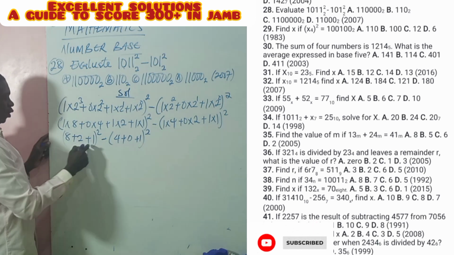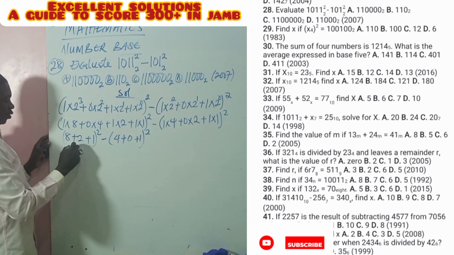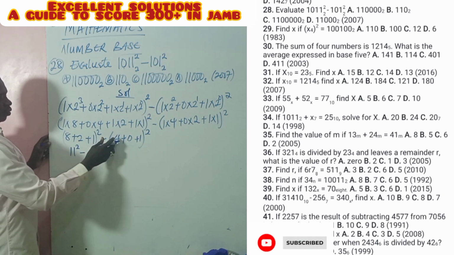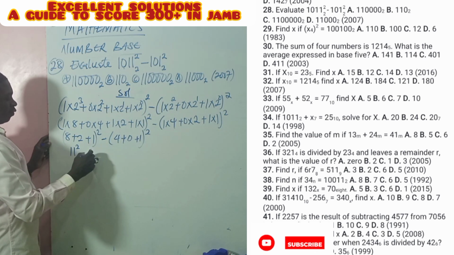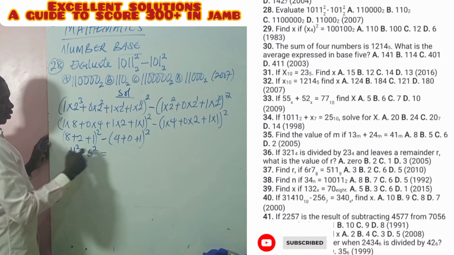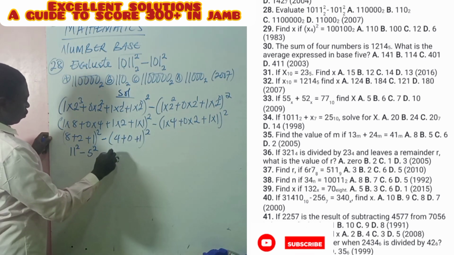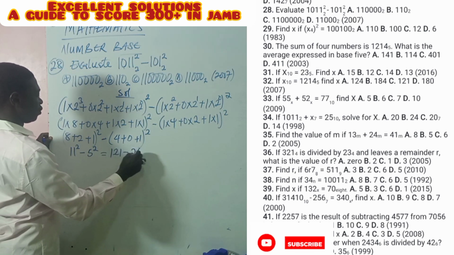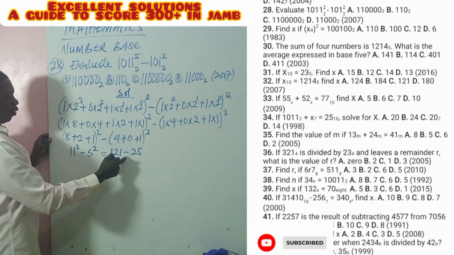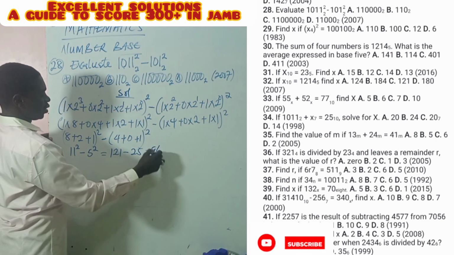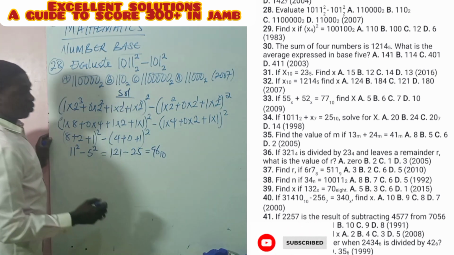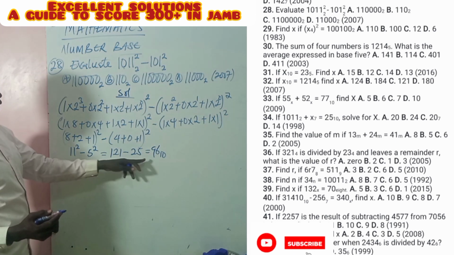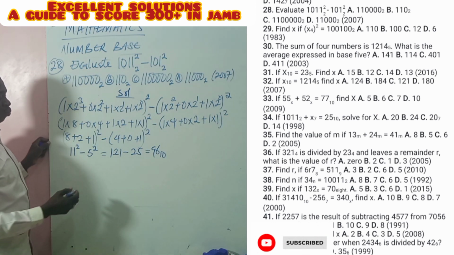So 8 plus 2 plus 1 we have is the same as 11 squared, minus 4 plus 1 we have 5 squared. So this is the same as 11 squared is 121, minus 5 squared we have 25. 121 minus 25 we have 96 base 10. So the next thing is to convert this 96 in base 10 to base 2.